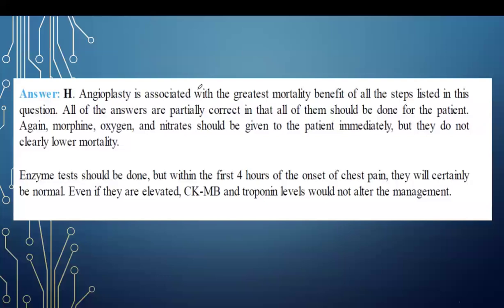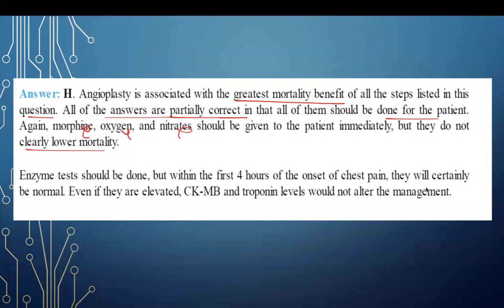Okay, so you can see why we have chosen the angioplasty in this patient. It is associated with the greatest mortality benefit of all the steps listed in the question. All of the answers are partially correct. Yes, we do many of these for this patient, but they do not clearly lower the mortality. So morphine, oxygen, nitrate, they don't reduce the mortality in a patient who has a ST-elevated MI. So it is the thing, yes, that is right.